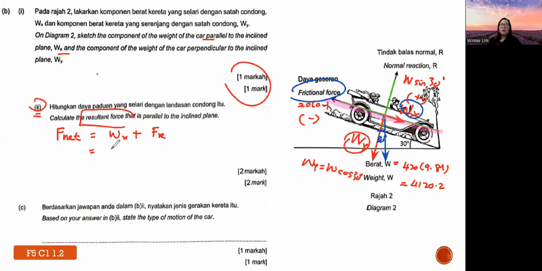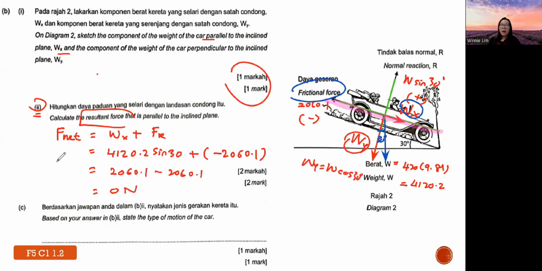Okay, so your Wx is what? Is W sine 30, which is 4120.2 sine 30. Then I add negative 2060.1. Why do I have negative? Because of the opposite direction. And then you will actually get the same number. So that means what is your resultant force? 0.